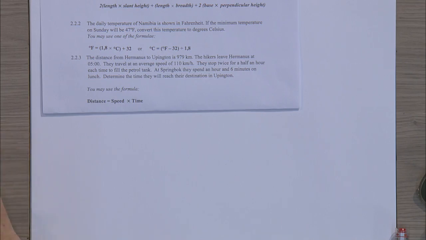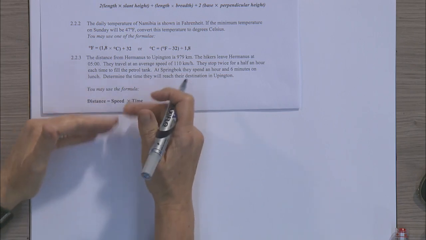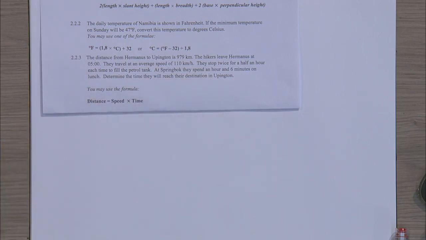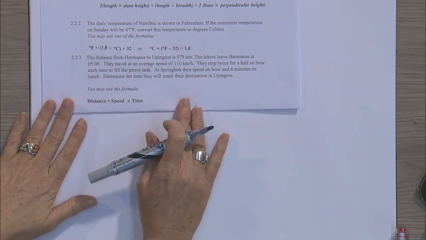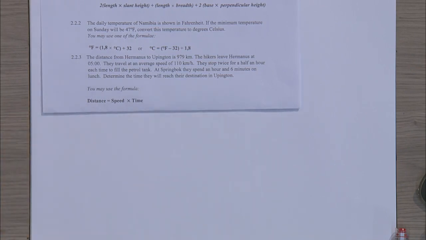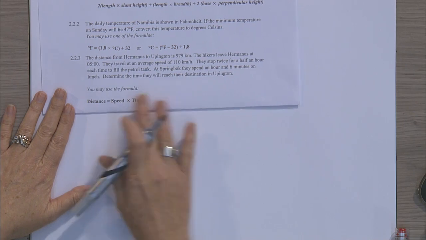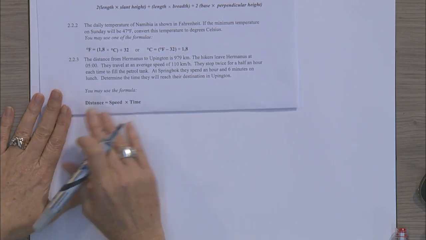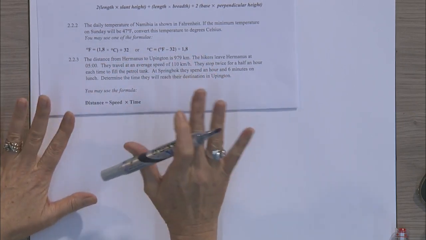And then they say you may use the formula distance equals speed times time. Now, before we get to which formula to use, this is the correct formula for distance. Distance is speed times time. It's not necessary to say that we are going to use this specific formula. It depends on what they ask. So let's have a look.